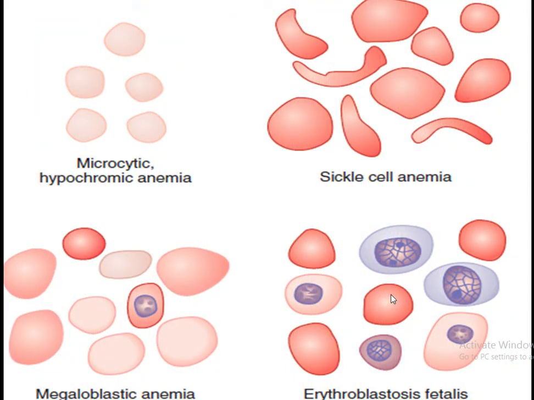And you can see clearly the different types of abnormally shaped RBCs in different types of anemia. Microcytic, the size is smaller and the color is lighter. Megaloblastic, the size is larger. Here the sickle shaped RBC, needle-like shape, and here we have erythroblastosis fetalis, in which we have the abnormal Rh incompatibility.